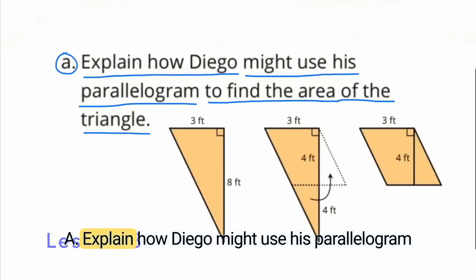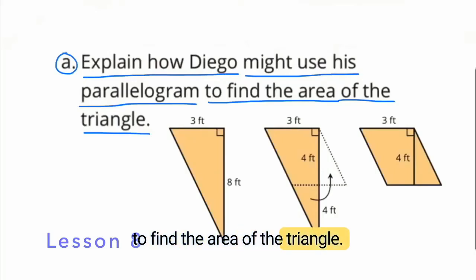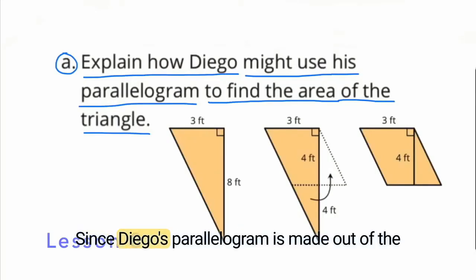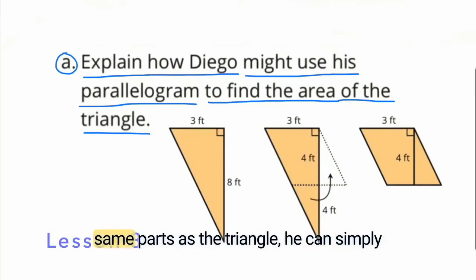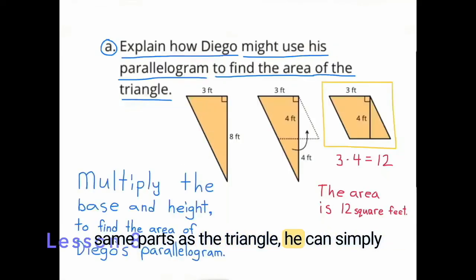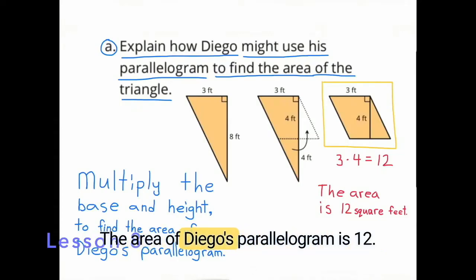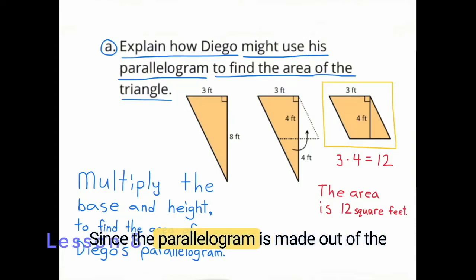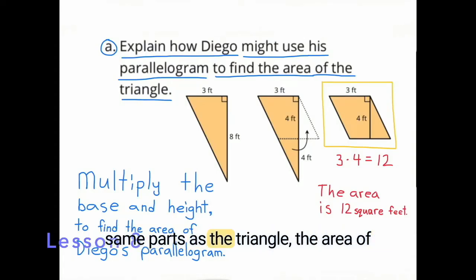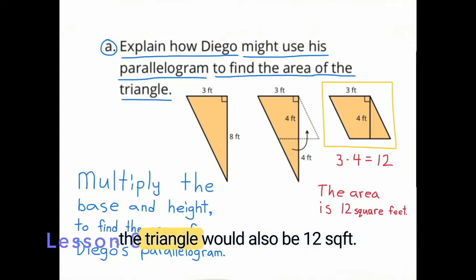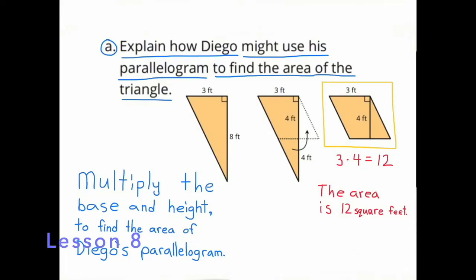A. Explain how Diego might use his parallelogram to find the area of the triangle. Since Diego's parallelogram is made out of the same parts as the triangle, he can simply multiply the base times the height. 3 times 4 equals 12. The area of Diego's parallelogram is 12 square feet. And since the parallelogram is made out of the same parts as the triangle, the area of the triangle would also be 12 square feet.